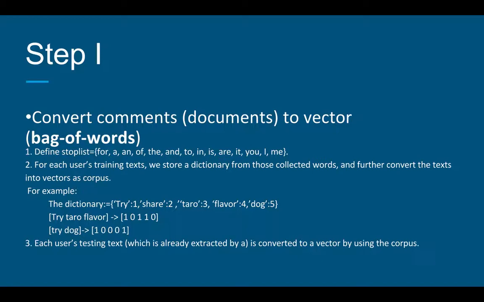First, to predict for a specific user, we convert the user comments to vector representations. In the process, we define a stop list including for, of, and so on to ignore the words which are too often used and carry no information. Then we construct a dictionary from those collected words and further convert the text into vectors as a corpus.